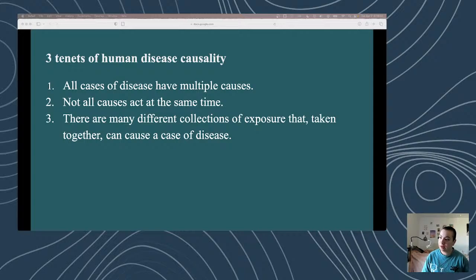It's not always just that. And reducing it to that, I think, can end up being quite a harmful thing in terms of how we limit ourselves, how we limit our imaginations in terms of intervention. So those are your three tenets of human disease causality. Let's take another example. Again, going over the multiple causes.